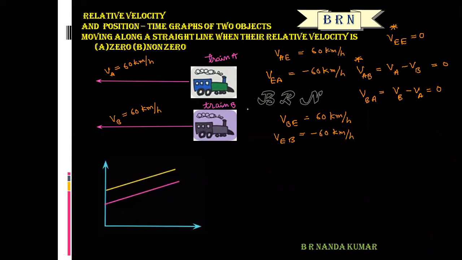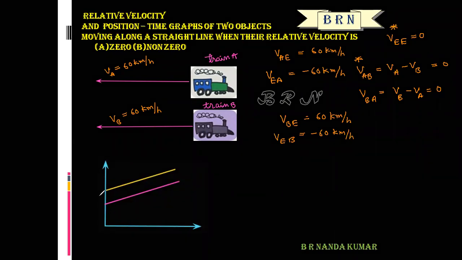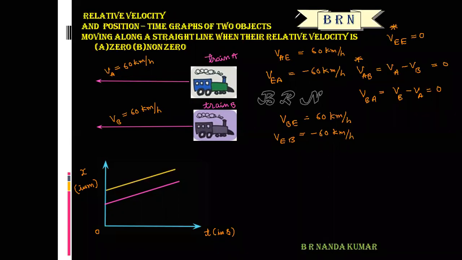Okay, so here let us consider a graph. This graph shows two objects moving with the same velocity. Let's consider displacement, measured in meters, is taken along the y-axis, and time, measured in seconds, is taken along the x-axis. So this is the displacement-time graph. The slope of the displacement-time graph gives velocity, is it not?